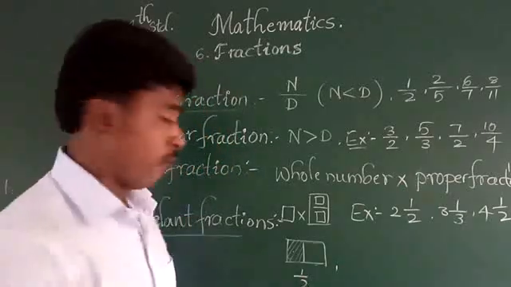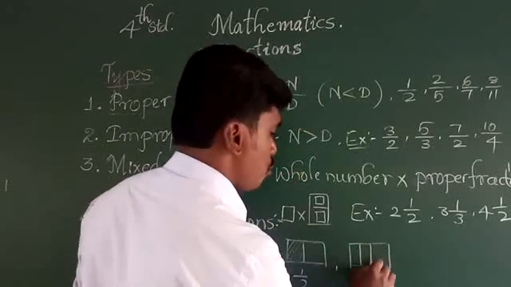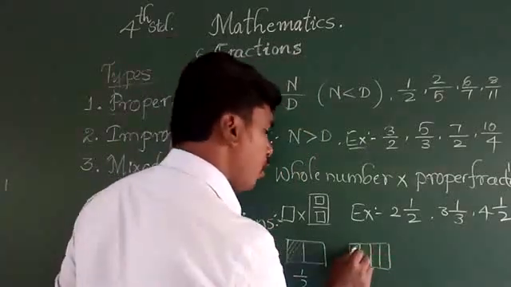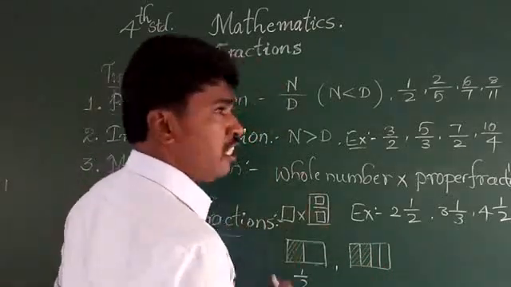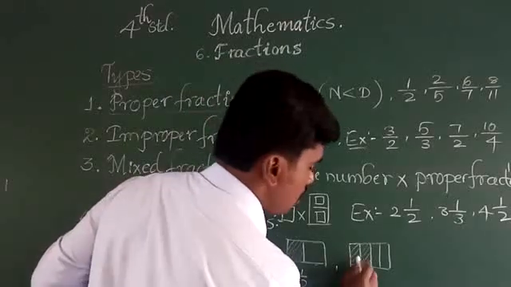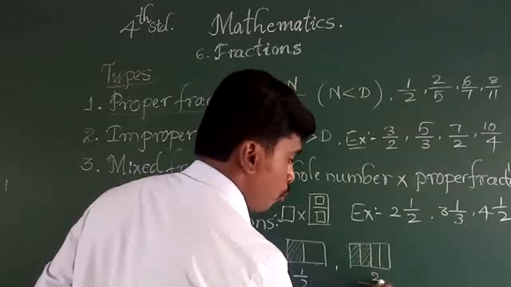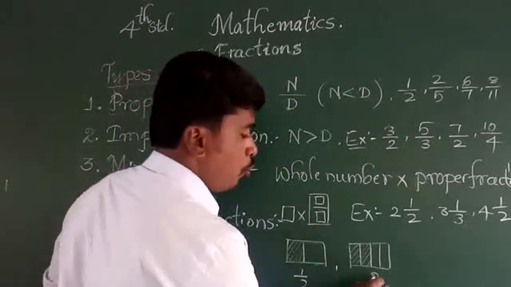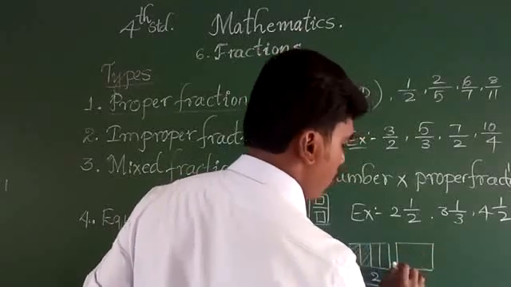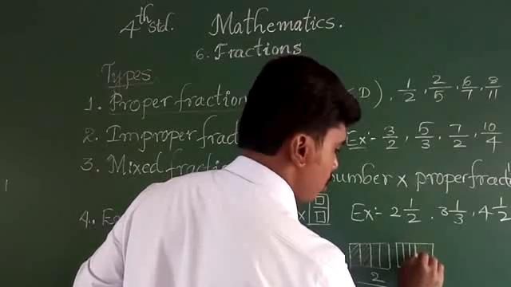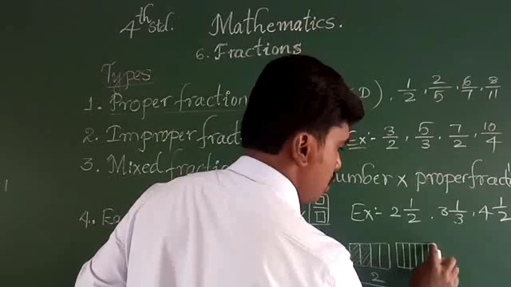Now the same rectangular box, again I am going to divide into 4 parts. Here I am going to shade 2 parts. How to write this in fractional form? Total number of parts are 4, shaded parts are 2. So 1 by 2 is equal to 2 by 4. Again, if I divide the same rectangular box into 6 equal parts, 1, 2, 3, 4, 5, 6, 6 equal parts.